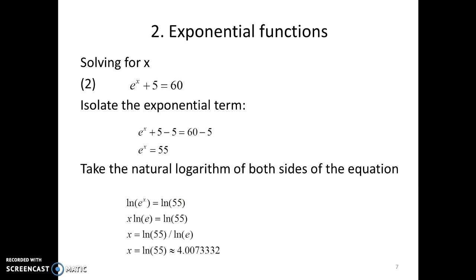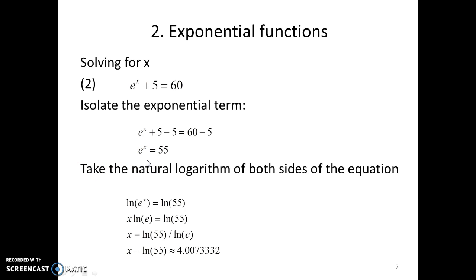Equation with the natural e. e to the x plus 5 equals 60. First, I'm going to subtract 5 from both sides to isolate the exponential term. So we receive e to the x equals 55.